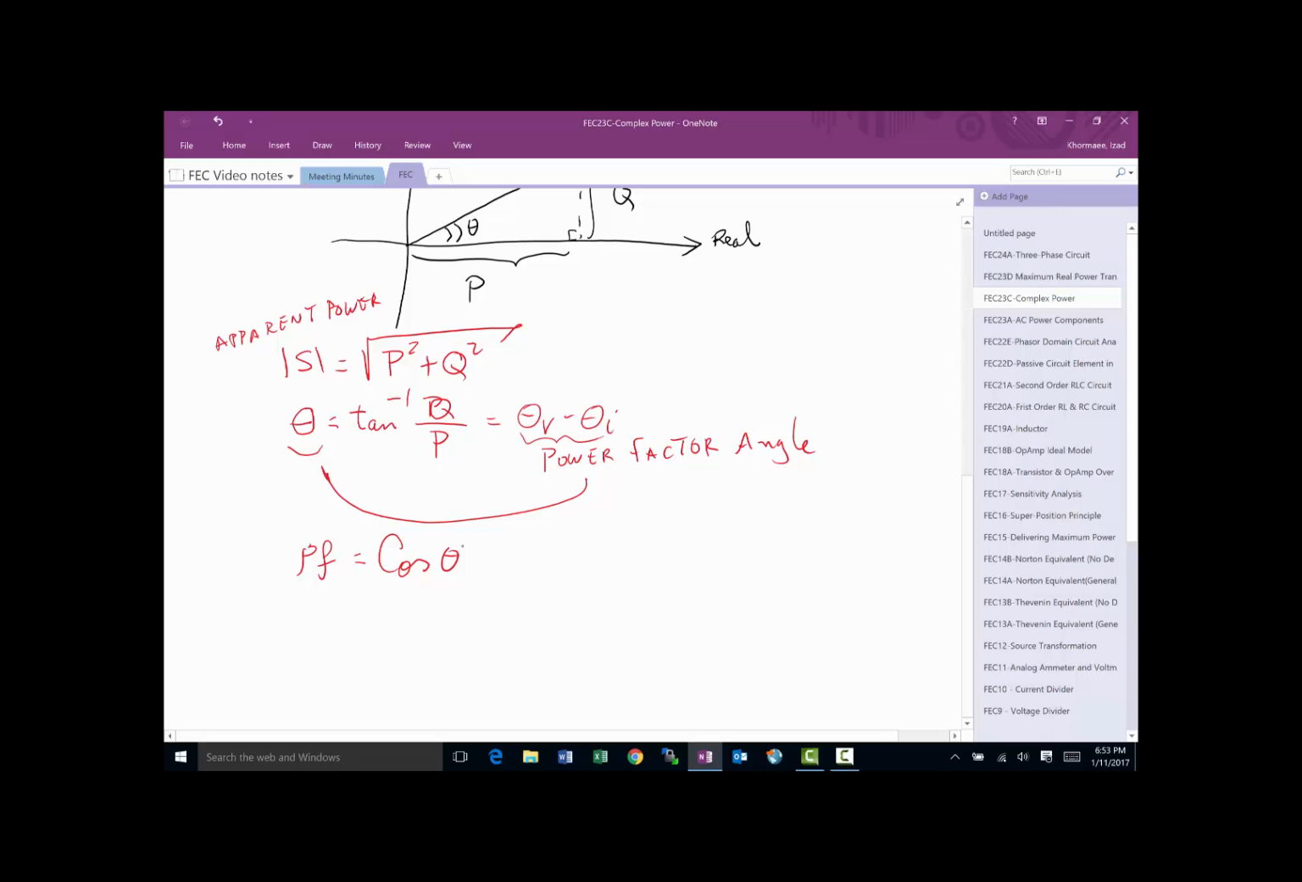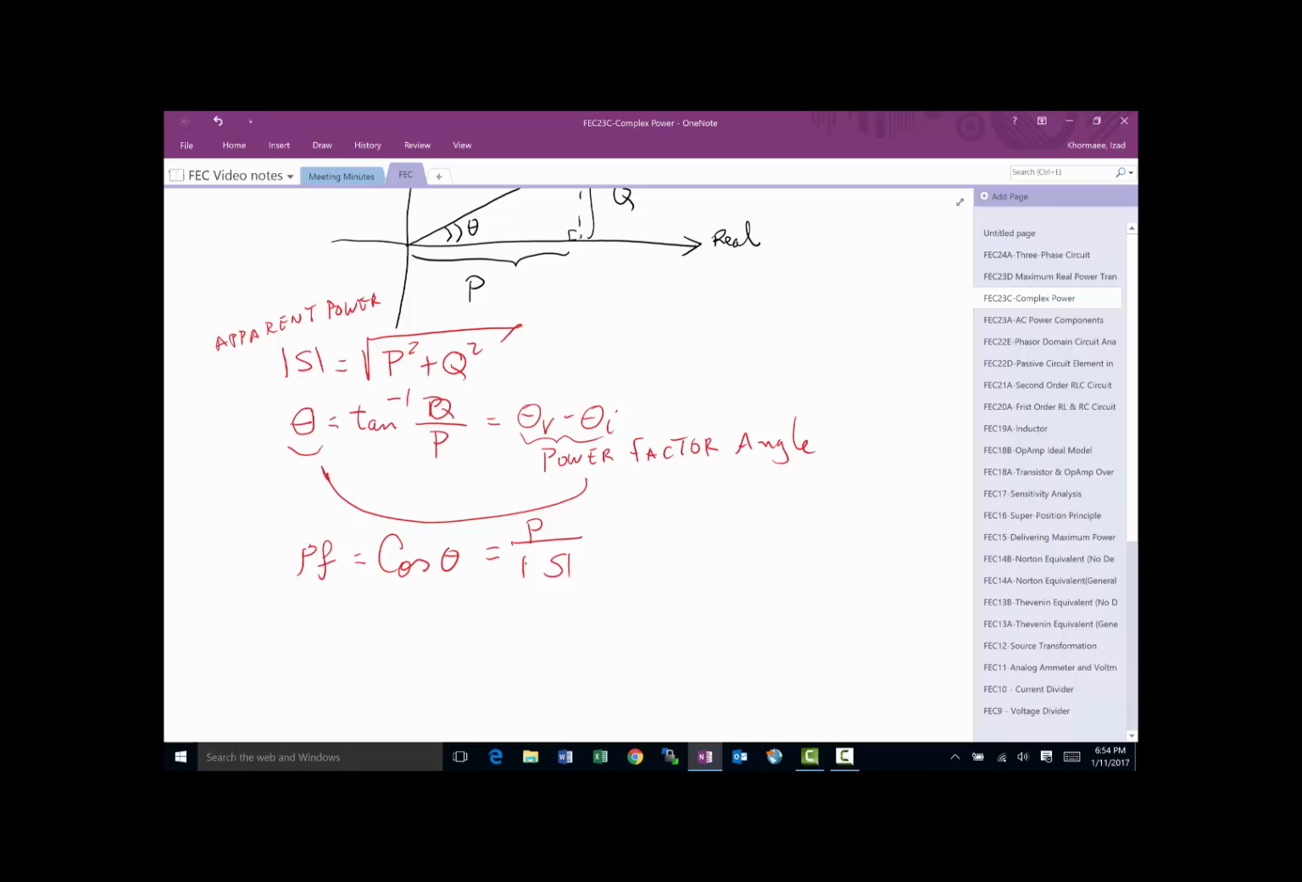We can also think about this as, if somebody gives us complex power and asks us to find a power factor, we can say, okay, that is going to be P, the real part, divided by the magnitude, or apparent power, and that's another way of getting it. As you can see, these are all interrelated to each other as we deal with this.